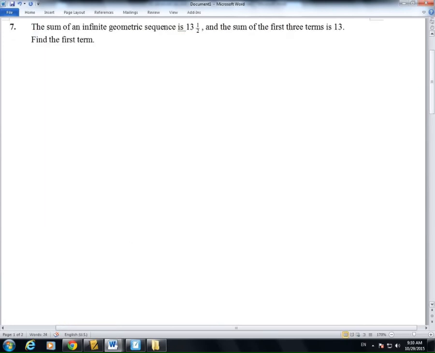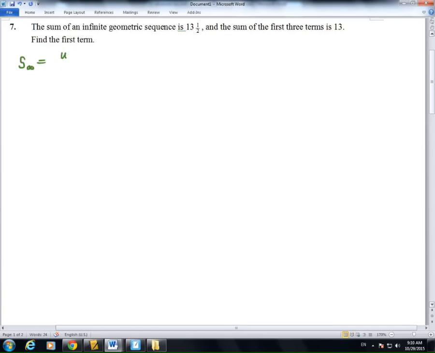Alright, next, last problem. This time we're dealing with a geometric sequence. We have the sum of an infinite geometric sequence, and it's 13 and 1/2. The sum of the first three terms is 13. That's kind of interesting, isn't it? You add up everything in the sequence to infinity, it's 13 and 1/2. You add up the first three terms, you're already at 13. So the rest of those infinite terms are going to add up to 1/2, which means they're going to be pretty small. Regardless, I need to find the first term of the sequence.